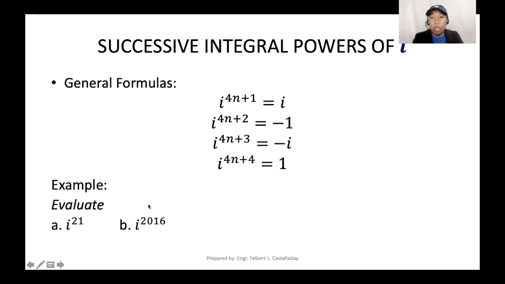Now for letter B, i raised to 2016. If you divide 2016 by 4, it's actually a whole number, so the answer to this is positive 1 since 2016 is divisible by 4. So if you evaluate the imaginary unit with a power divisible by 4, the answer is 1. i raised to a number divisible by 4 plus 3 is negative i. Divisible by 4 plus 2 is negative 1. And if it's plus 1, it's i.